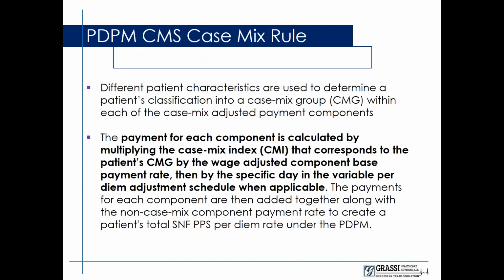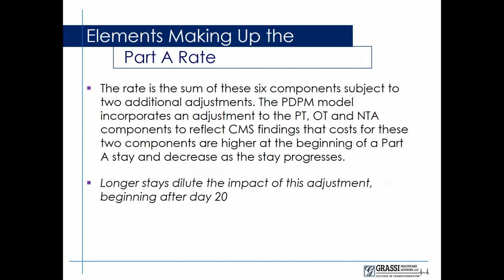Payment for each component is calculated by multiplying the case mix index that corresponds to the patient's CMG by the wage-adjusted component-based payment rate, and then the specific day in the variable per diem adjustment schedule when applicable. As I said, it decreases from the beginning of this day towards the end. The rate is the sum of these 6 components subject to 2 additional adjustments. The PDPM model incorporates an adjustment to the PT, OT, and non-therapy ancillary to reflect CMS findings that costs for these 2 components are higher at the beginning of a Part A stay and decrease. Longer stays dilute the impact of this adjustment beginning after day 20.